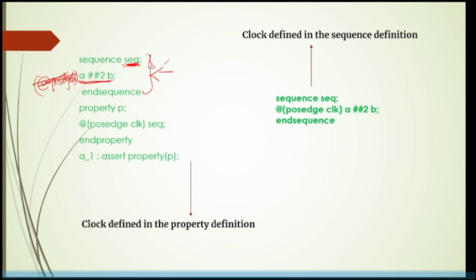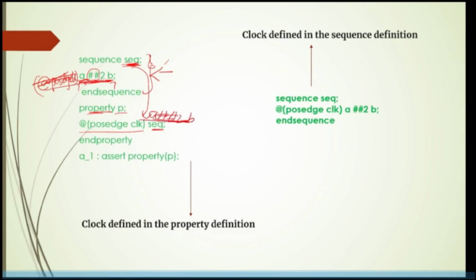So what is the logic? A ##2 B. That means after A is high, then after 2 clock cycles, B should be high. So this is the logic. Based on this logic, I am asserting the property by implicating this within the property. So here, property P @(posedge clk) sequence. So what is the sequence? The sequence is A ##2 B.